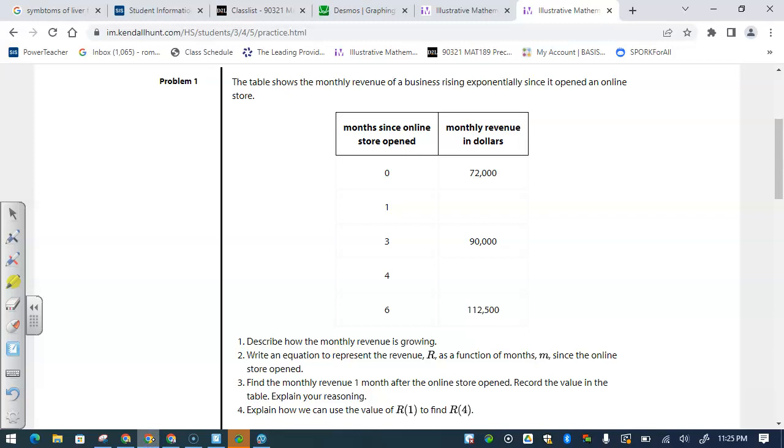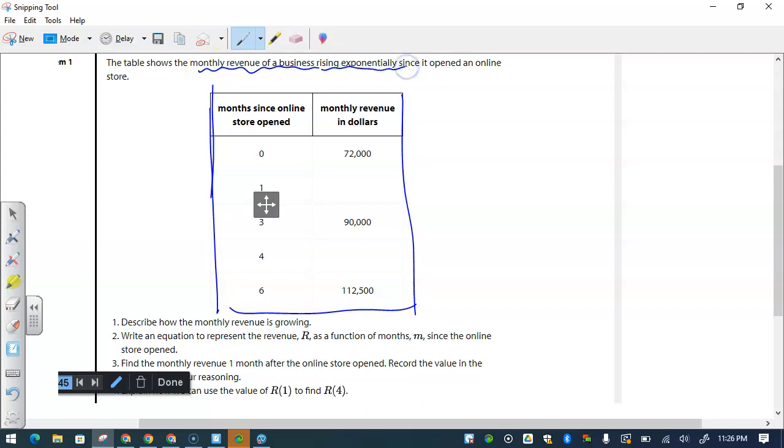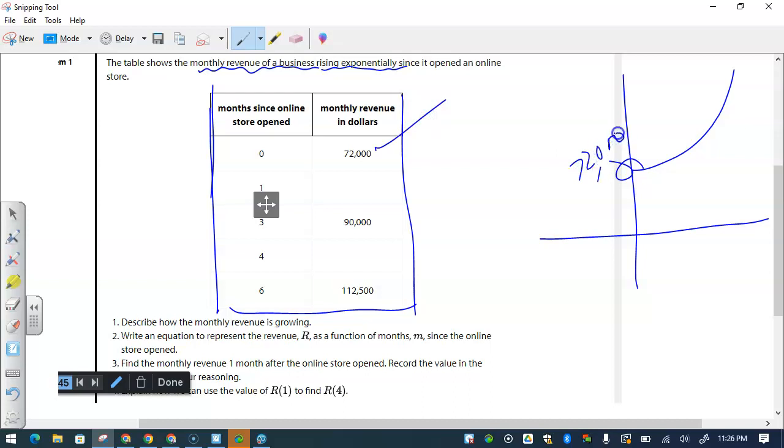You can pause this video for a while and read the question. Okay, so this table shows the store's monthly revenue of a business, which rises exponentially. So they did tell us that it rises exponentially. In the beginning, 72,000 is the revenue when the store was open, and then it goes 1, 2, 3, 4, 5, and so on.